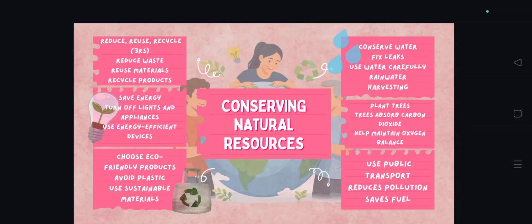Next is conserving natural resources, because resources are limited and they exist in a fixed amount, and if they're not used judiciously, then they can go extinct, they can vanish, and they'll take millions of years to form. So it's important for us to take small steps to conserve natural resources, whatever we can do.